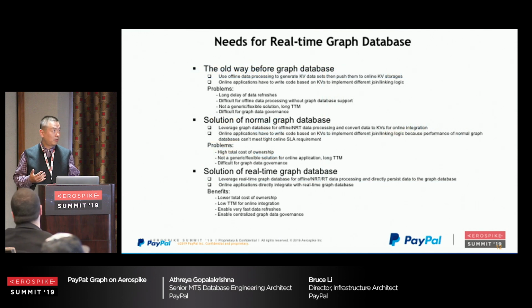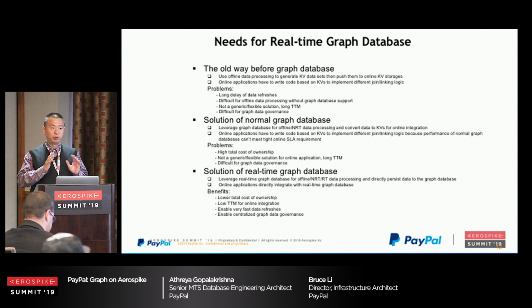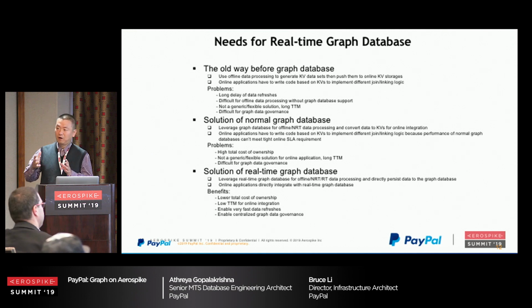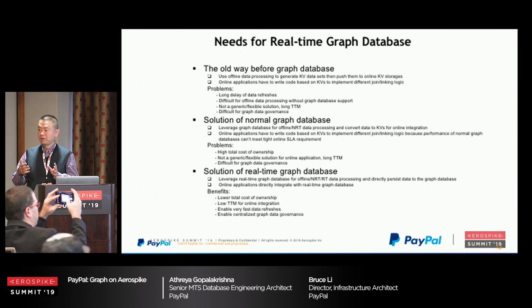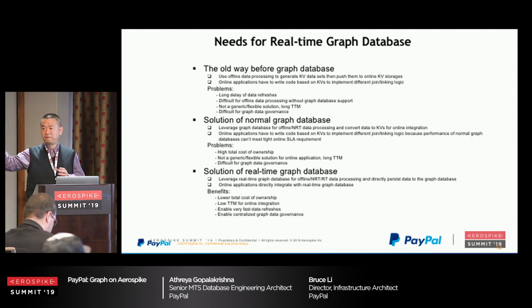And why do we need a real-time graph database? Before we had a graph capability, the previous solution was offline graph data processing. We would convert the result to KV storage and push the KV data sets to production fast KV storage. So our application needs to write code to implement the traversal logic. The first problem is the data refresh latency. It takes time because it's offline data processing. Usually it takes one day, or 1 week, or even more than 1 week.